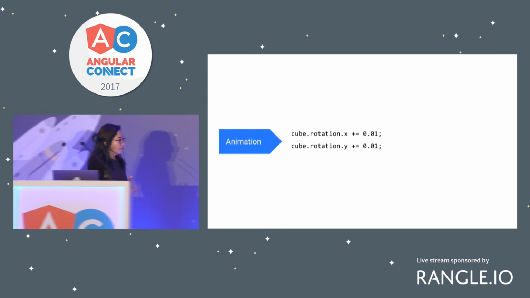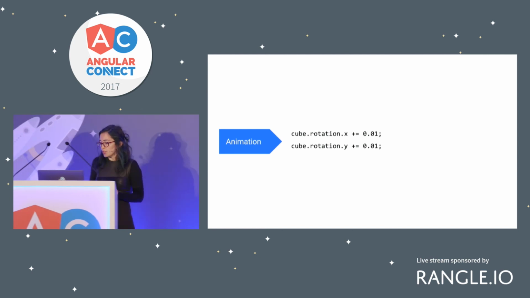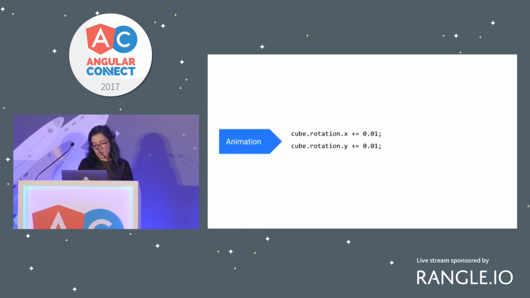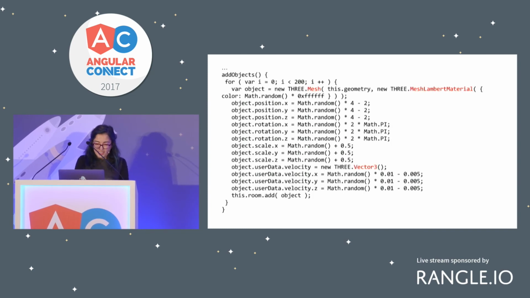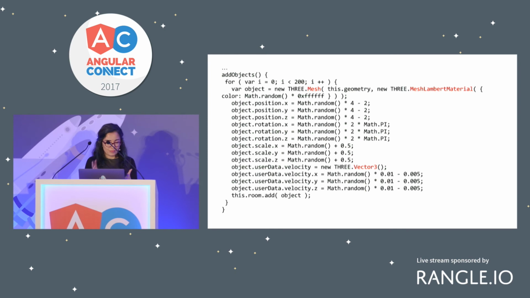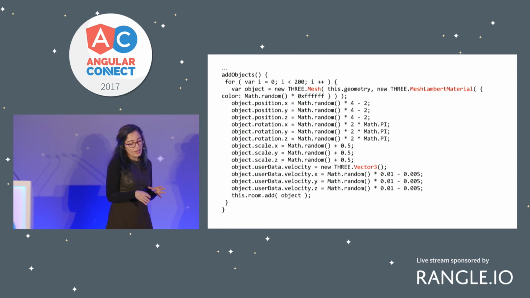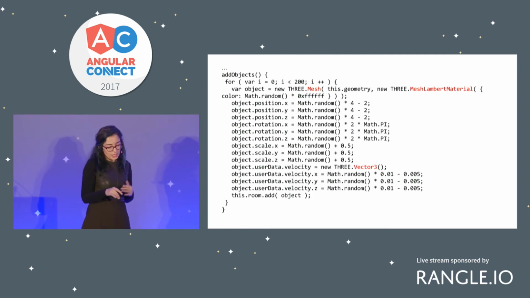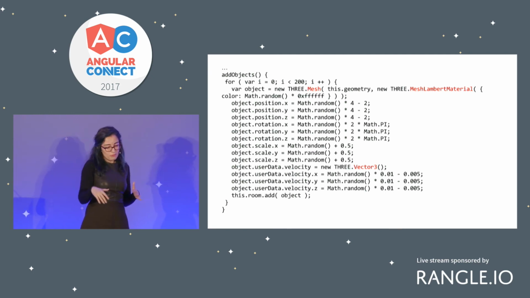And then we can define some animations on our objects, which is very much like CSS transitions. So you can add to the rotation of X and Y. In my particular case, this looks a little bit more complicated, but it's not. What we have is just randomized positioning, and some randomized scale to be able to create like 200 objects at the same time at once.